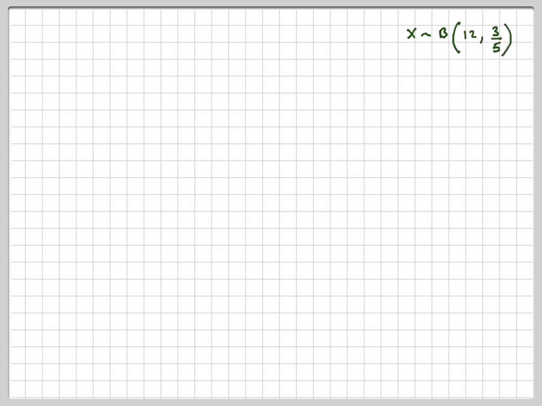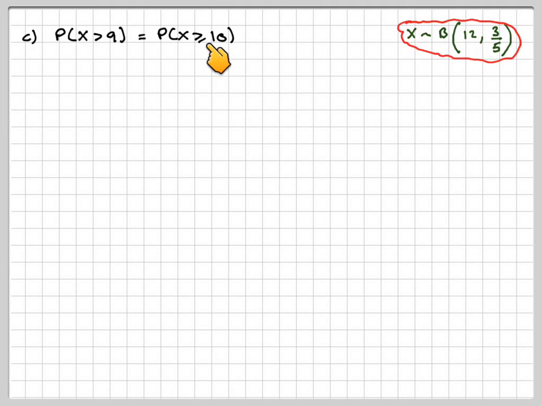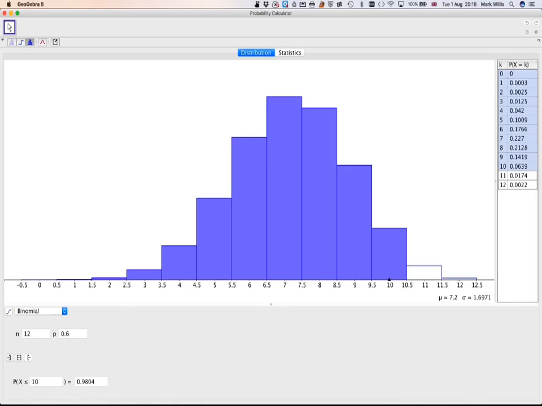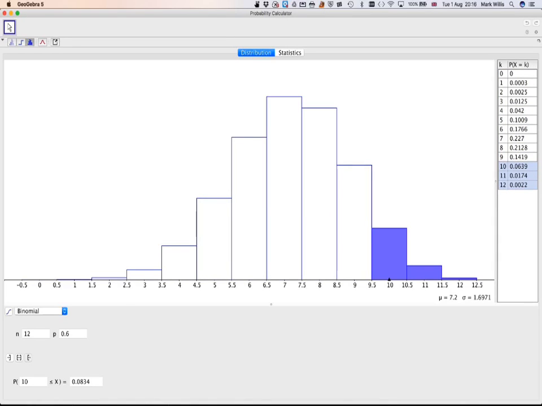Okay, in the last case, x is binomially distributed 12, 3/5. What is the probability that x is greater than 9? That's the probability that x is greater than or equal to 10. So we're going back to this again. If we go back to the binomial, more than, and if we put 10 in, that's the area we want. How are we going to use the CDF? We're going to go from 1, because all the areas up to there will be equal to 1, minus the probability x is less than or equal to 9, which is that one there.